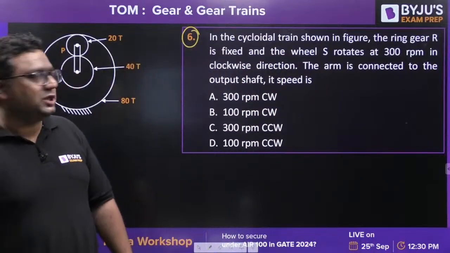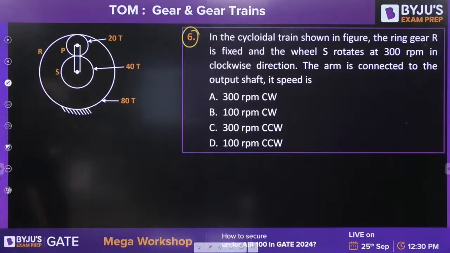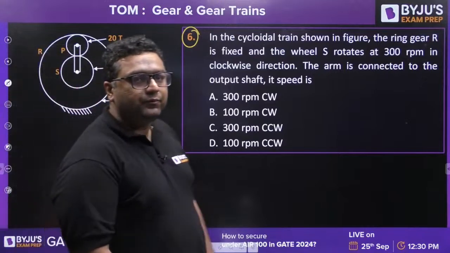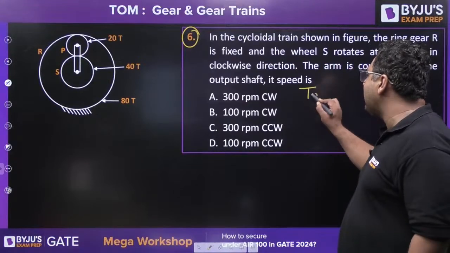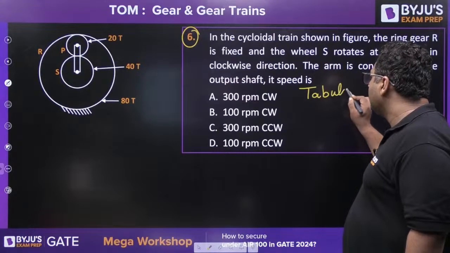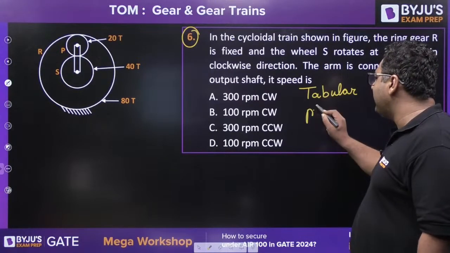Okay. Question number 6. This is a cycloidal train shown in the figure. Ring gear is fixed and S is rotating at 300 RPM. Arm is connected to the output shaft. Its speed is? This is once again the question where you will be using the tabular method.